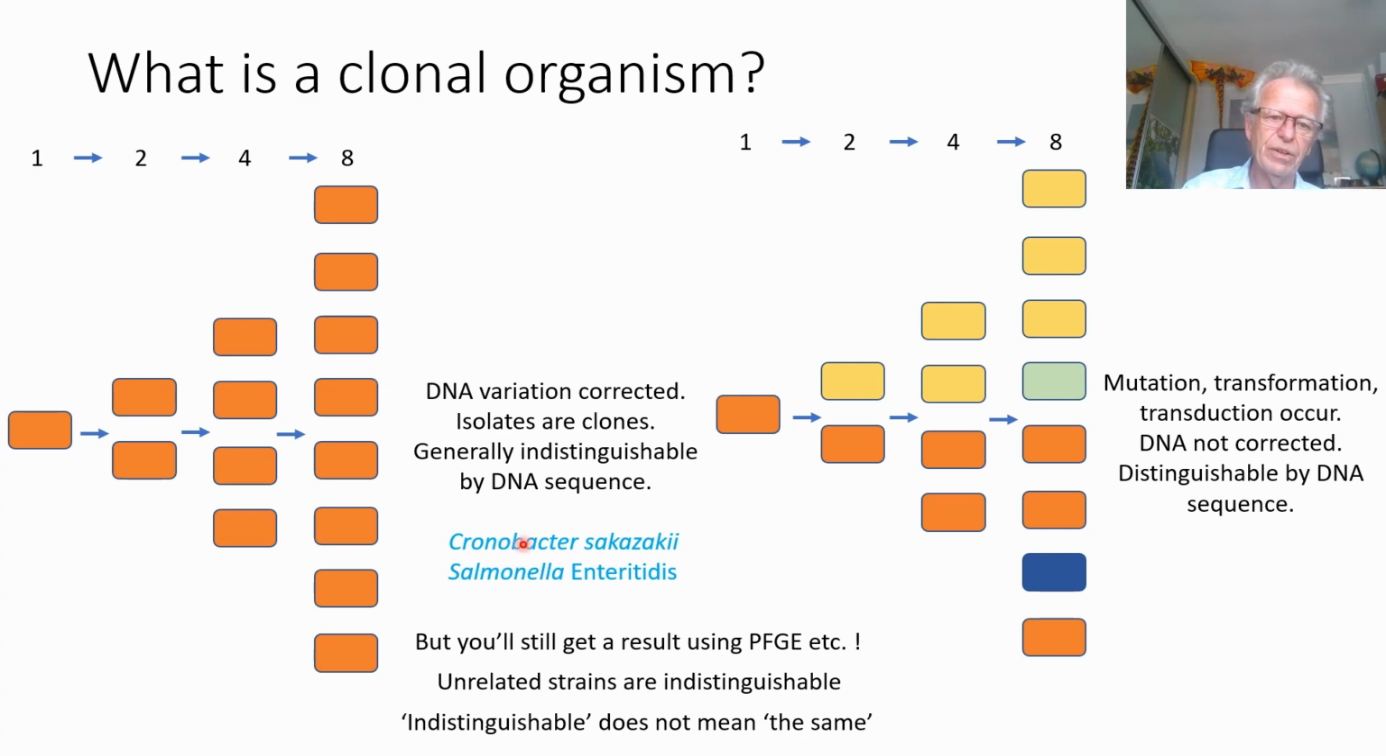And this occurs with Cronobacter sakazakii. It also occurs with Salmonella enteritidis. It almost certainly does not occur with all Cronobacter. I'm very certain it does not occur with Cronobacter dublinensis, for example. The thing is, you will still get a result. You will still get the same banding pattern on pulse field, but it does not mean those indistinguishable strains are related, because unrelated strains can give you the same banding pattern. So indistinguishable does not mean the same.